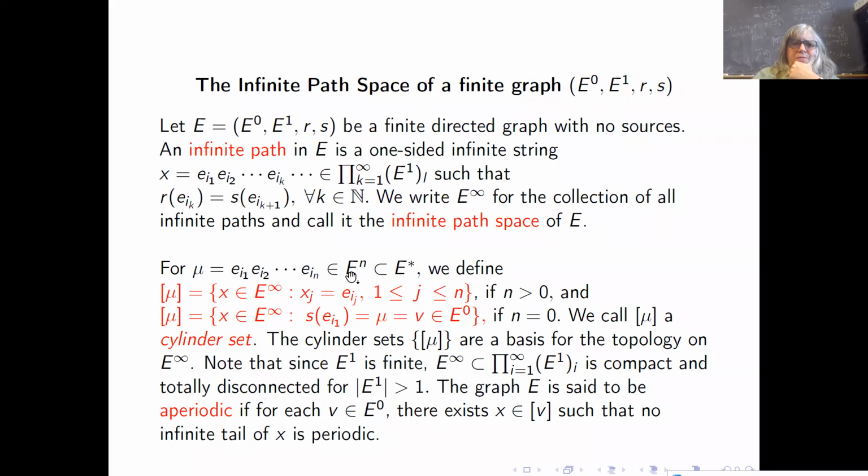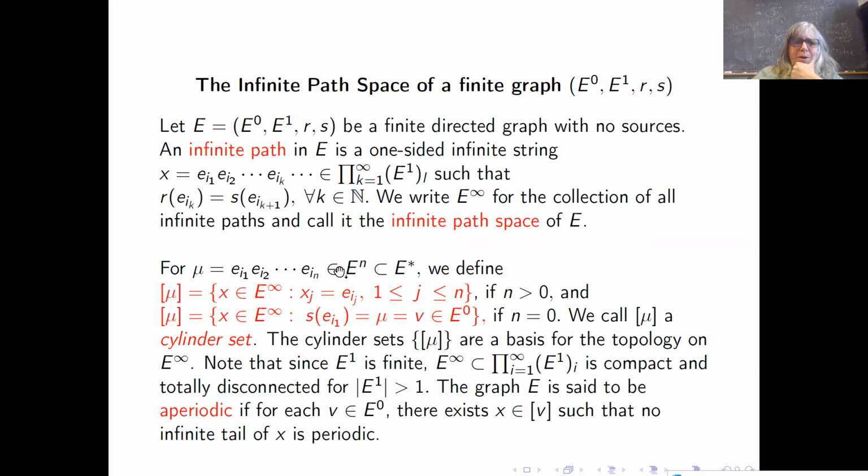And then you can topologize this by using the so-called cylinder sets. In fact, you can see this already: E1 is finite, so you're taking the product of the E1s. This is already like a Cantor set. But let's use our finite paths because I want to use this notation.